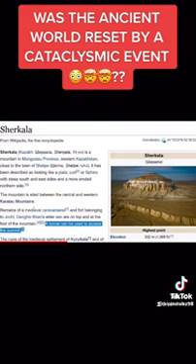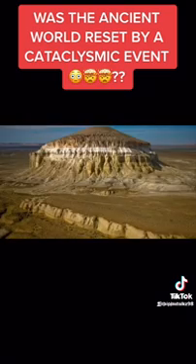Here's another example of this. This is Shirkala in Kazakhstan. It's a mountain, or what we're told is a mountain. Up close, it looks like it used to be a structure, a possible building that's been destroyed. It even looks like it's melting. You see a runoff pattern coming off the mountain.